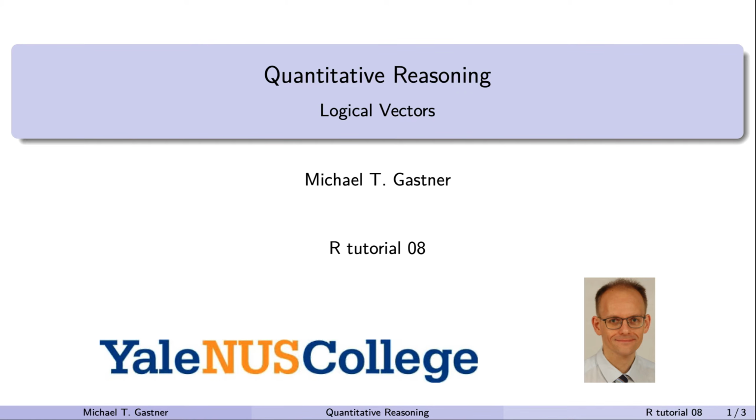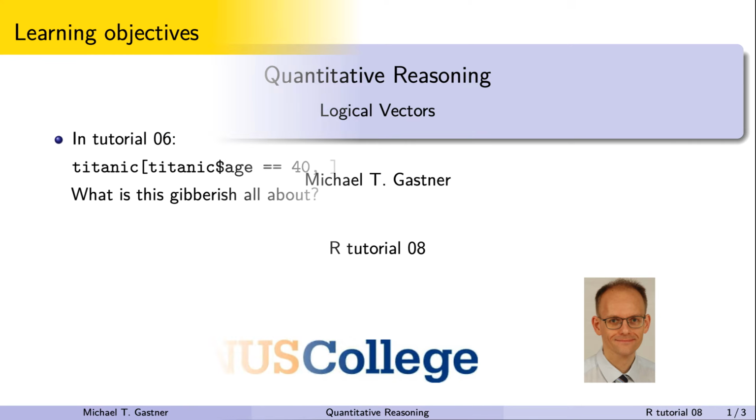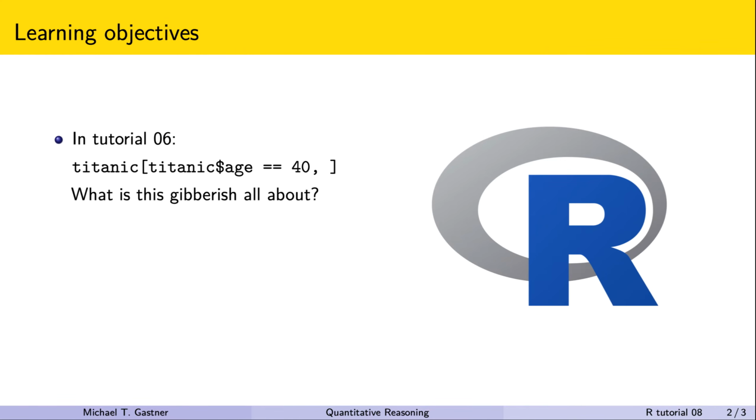In the previous tutorials, we worked with a data frame that contains information about passengers and crew members on the Titanic. Among other things, we learned how to build subsets of this data frame. For example, we used this command in tutorial 6 to generate a data frame that contained only 40-year-old passengers. In this video, I want to give some background information about what this command exactly does.